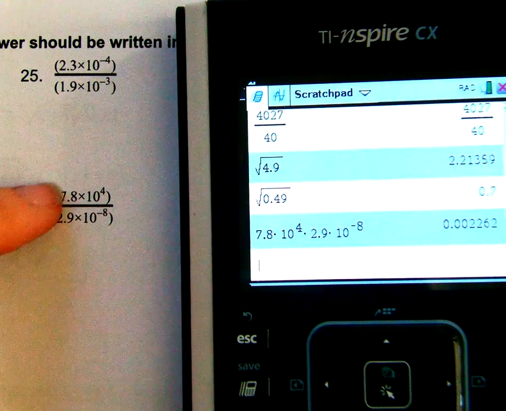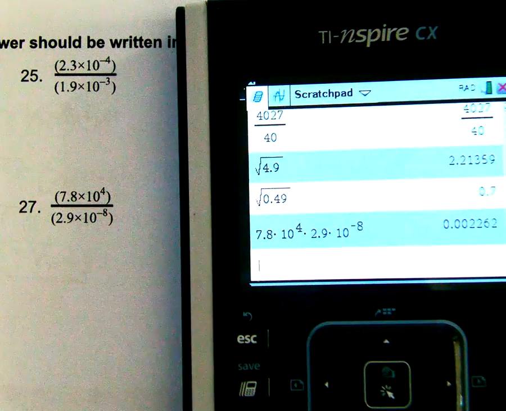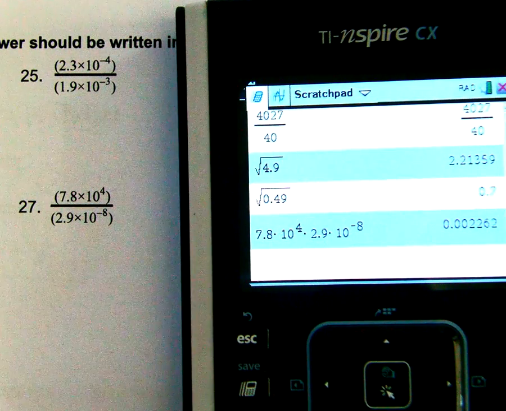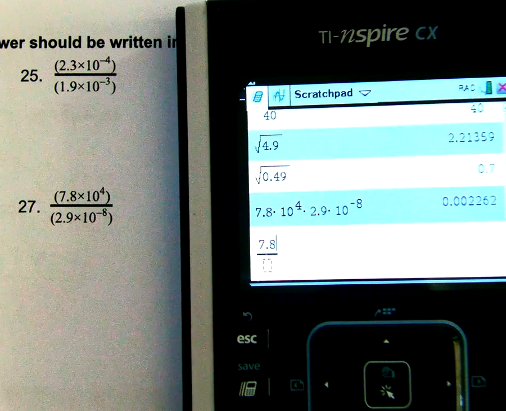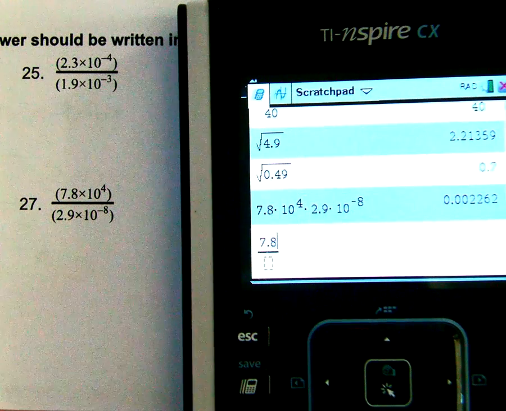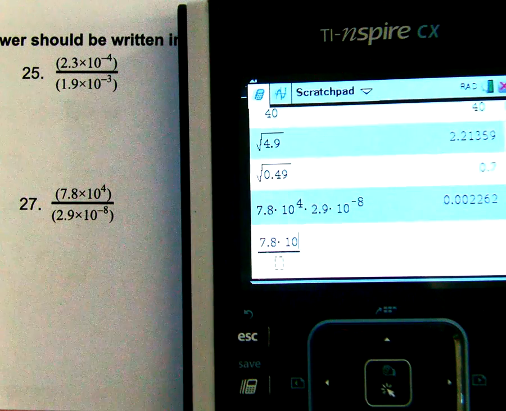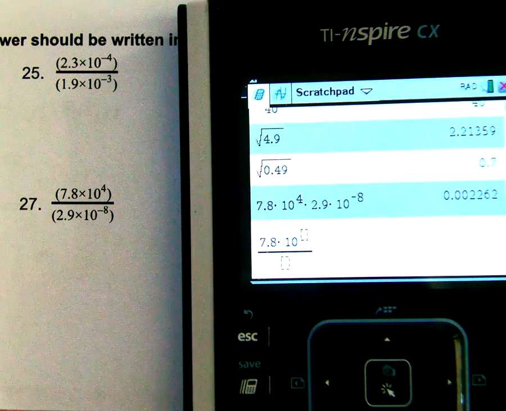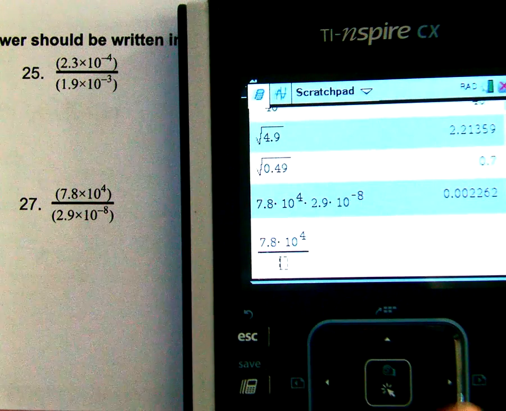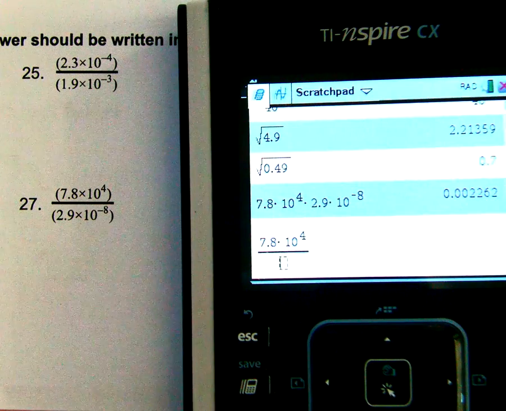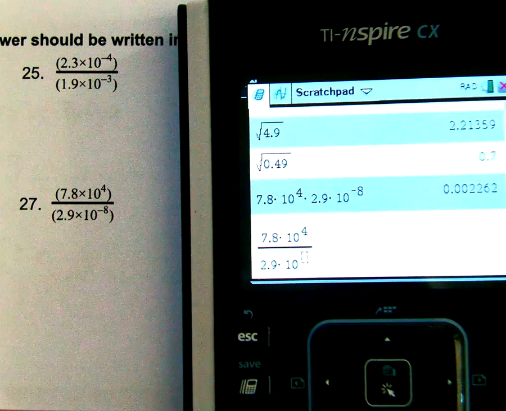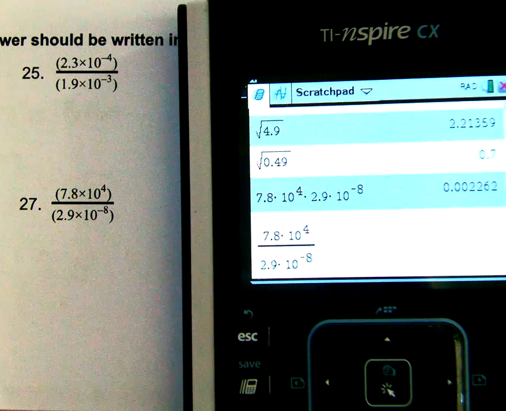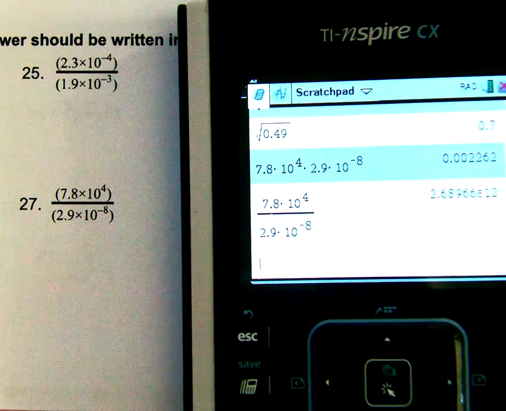I can use my calculator, my simple calculator, right? If I'm using this calculator, I'm going to hit Control Divide to make the big fraction. We have 7.8 times 10 to the 4th. And in the bottom, we have 2.9 times 10 to the negative 8th. And that's going to give me this number.